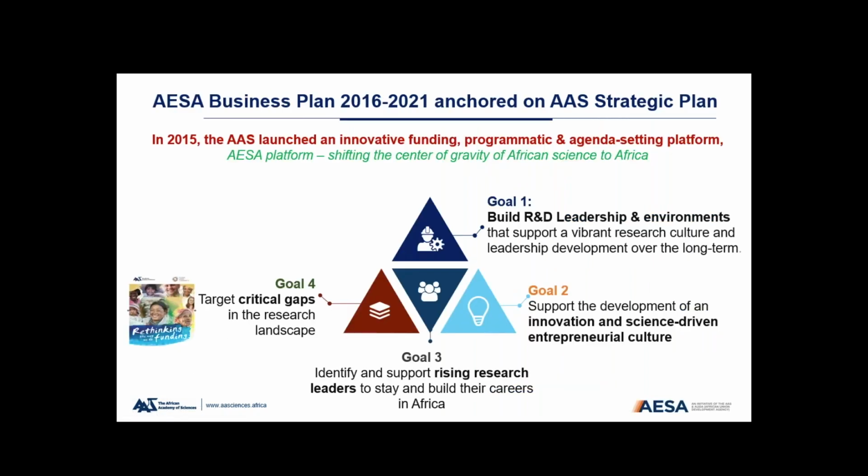In 2015, the AESA platform was launched with the main aim of shifting the center of gravity of African science to Africa. This is going to be achieved through the following goals. The first one is building research and development leadership and ecosystems. Secondly, supporting the development of an innovation and science-driven entrepreneurial culture. Thirdly, identifying and supporting rising research leaders, and it's very important for them to stay and build their careers within the African continent. And fourth, what we're going to focus on today, is targeting the critical gaps that exist in the research and nonprofit landscape, and that's through the Global Grant Community platform.